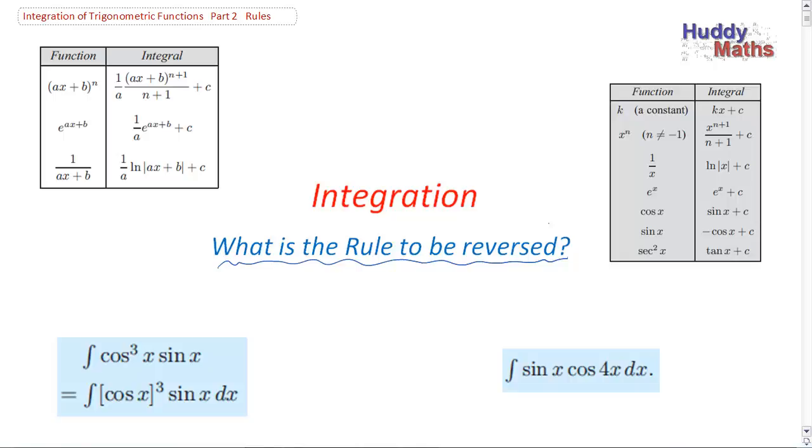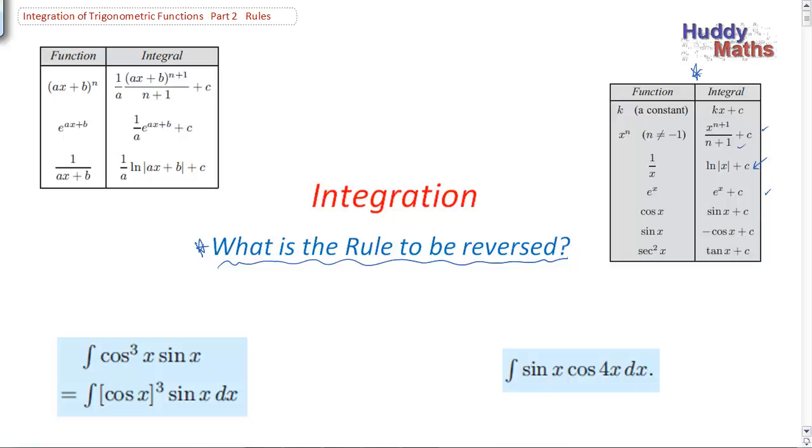And so if we're going to undo it, we've got to say, well, what rule could have produced this? And here's some over here that we've already looked at in the previous presentation. Going backwards, increasing the power by 1, dividing by the new power. Don't forget the constant of integration there. That's just telling us there that there's a whole family of functions which, when differentiated, give that original one, because the derivative of a constant is 0.